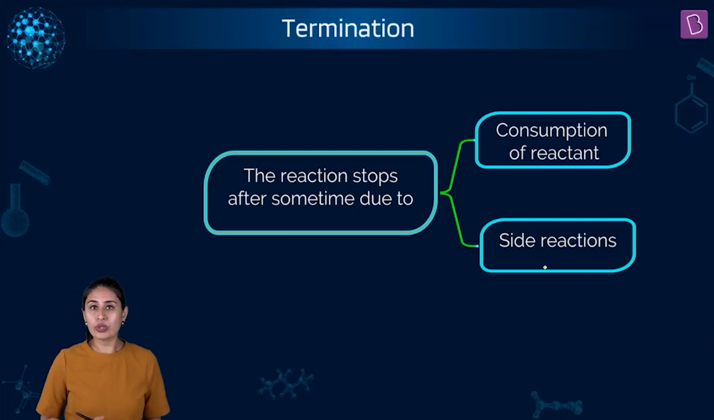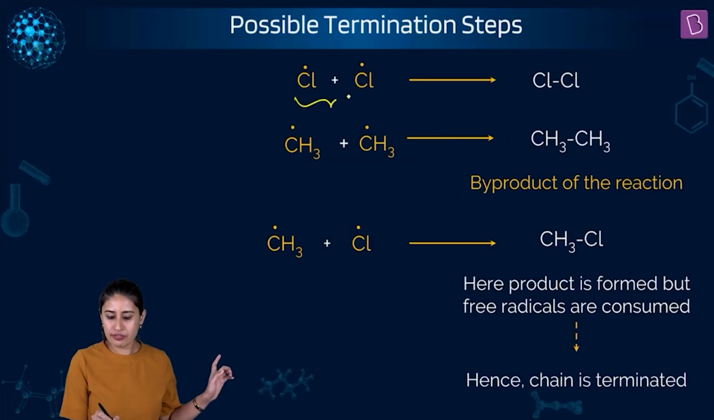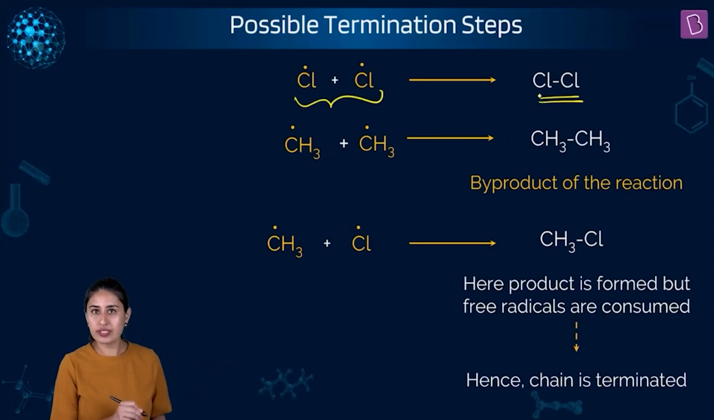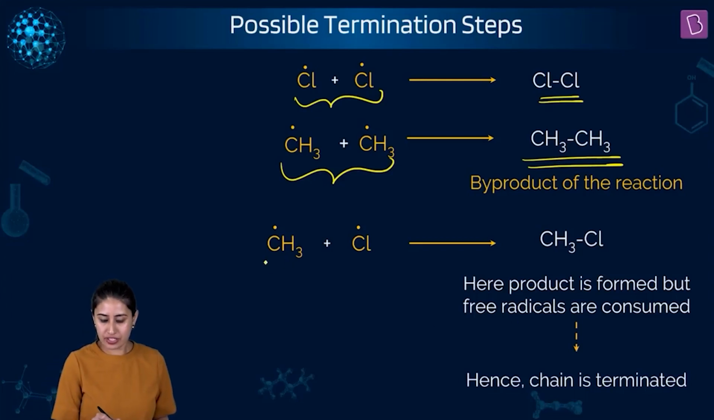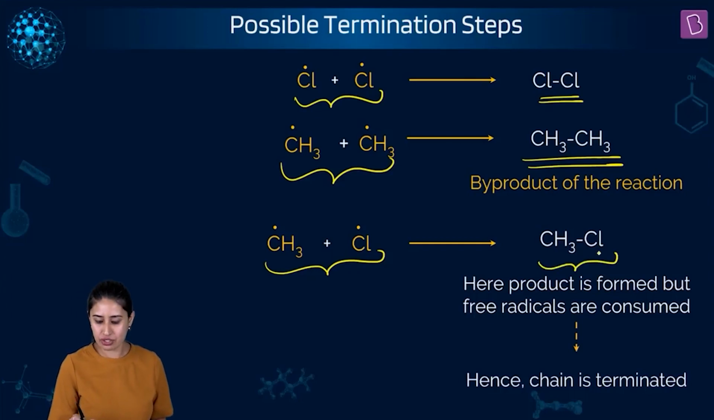And of course, because you know that there are side reactions happening. I just showed you different side reactions. Let's take a look at them once again. So there can be chlorine free radical combining with chlorine free radical to give you Cl2. CH3 free radical combining with CH3 free radical to give you ethane. And these are called byproducts. And CH3Cl, because we are talking about halogenation of alkane, our product of consideration is the haloalkane that we are getting, which is CH3Cl, and the rest are all our byproducts. So here product is formed, but free radicals are consumed, hence the chain is terminated.